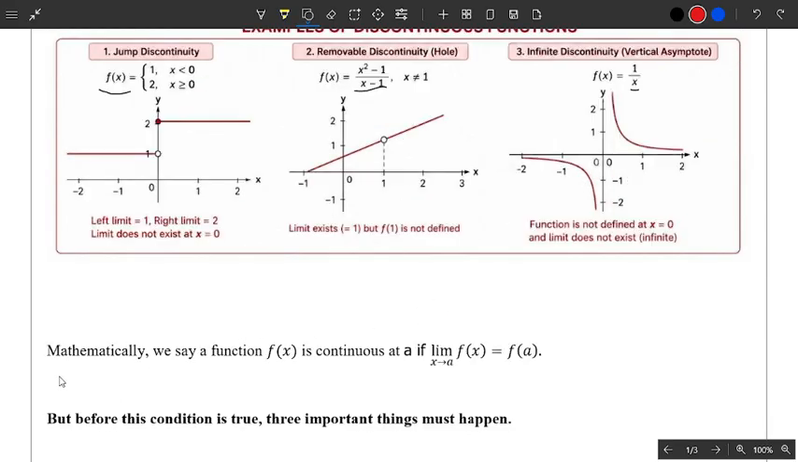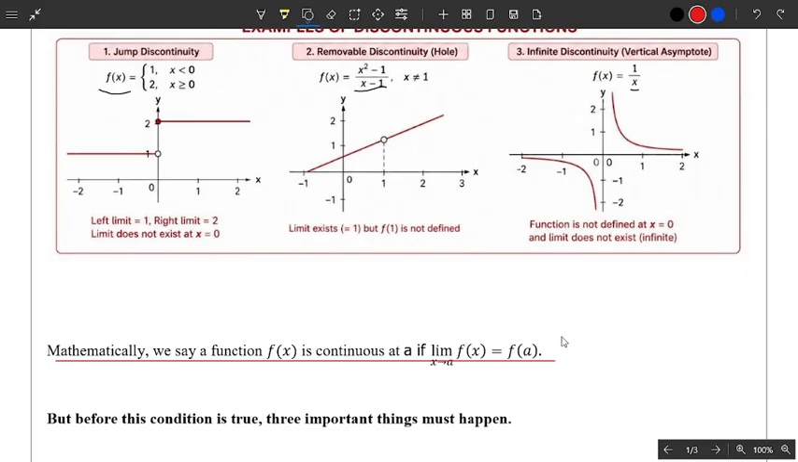Mathematically, we say a function f of x is continuous at a if the limit of f of x as x approaches a is equal to f of a. That means that when we take the limit of that function as x approaches that point, and then take the functional value for that function, they should be the same.